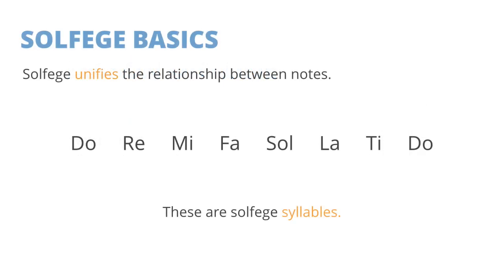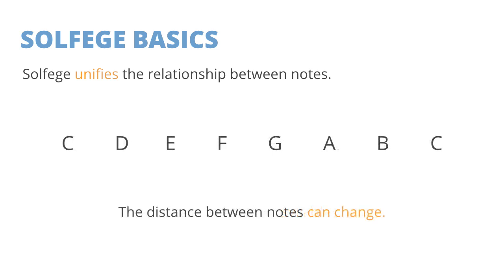These are the 7 solfege syllables: do, re, mi, fa, so, la, ti. We end on do where we started. Solfege unifies the relationship between notes. When we sight sing, we use these syllables instead of note names or lyrics because they help our ear understand how notes work together. You might be wondering, why not just use the note name letters? Because the relationship between notes changes from key to key, and that means notes can sound different.